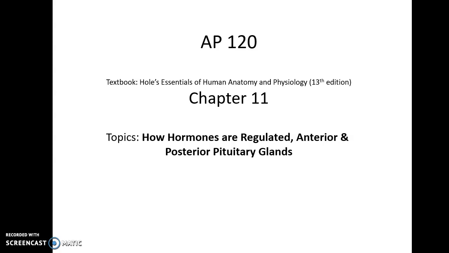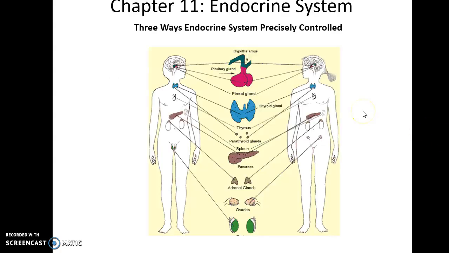AP 120, Chapter 11, How Hormones Are Regulated, Anterior and Posterior Pituitary Glands.